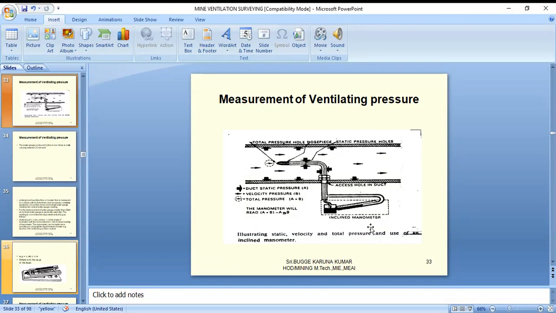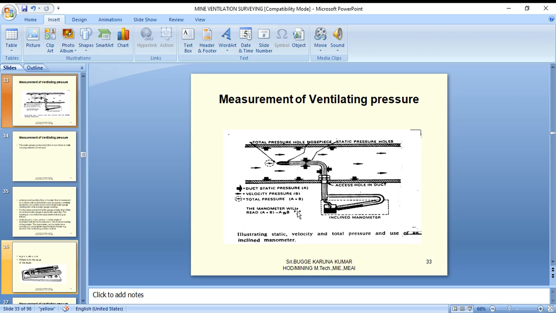Measurement of ventilation pressures with the inclined manometer. Generally, in a duct, for example, this is a direct total pressure hole, but it will be applied. The static pressure can also be calculated. This is static pressure. This is velocity pressure. So these are the duct static pressures, and these are the velocity pressures.